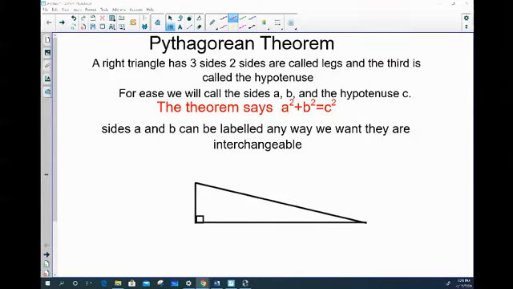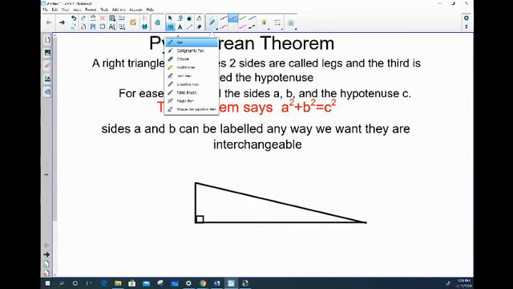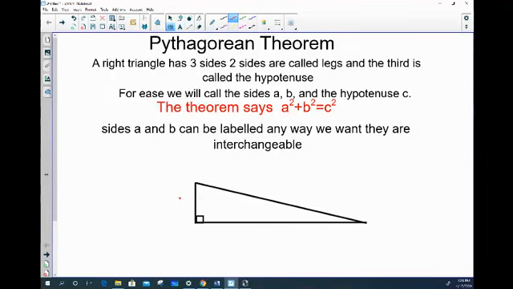So one thing that I really did not talk about was the sides A and B can be labeled any way we want them. They're interchangeable. So in other words, I could call this side A, and I could call this side B. And then this would be side C. So let's see how that works.